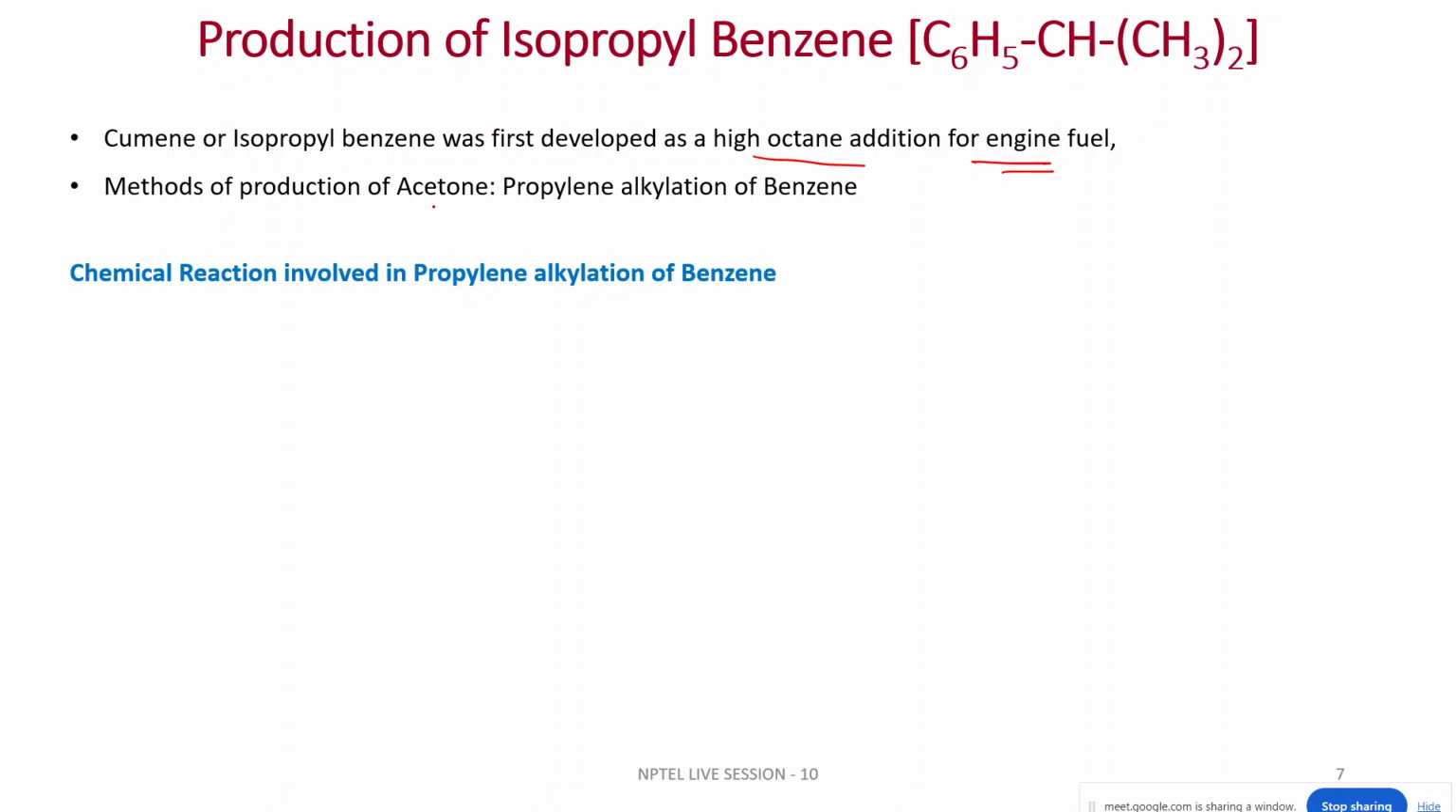The method of production of isopropyl benzene is the propylene alkylation of benzene. So this is the available method. We will be discussing this method. Now first let's see what are the chemical reactions involved in the propylene alkylation of benzene, this process.